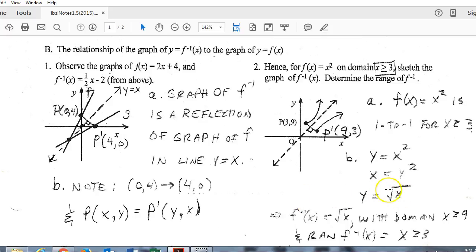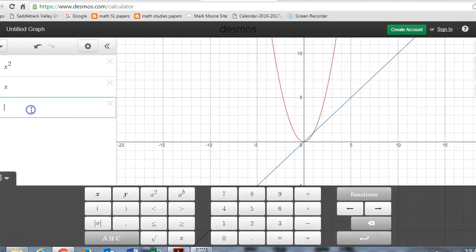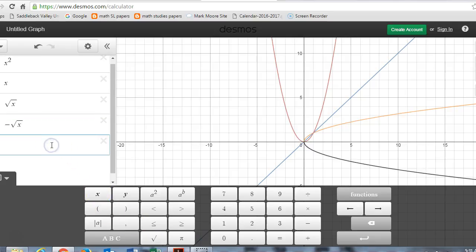So if I did have the graph plus or minus square root of x, I can see the mirror reflection of x squared. If I were to do the positive square root of x, I get that orange line right there. And if I were to do the negative square root of x, then I get the black graph that you see. And you can see this sideways parabola is my mirror image of the original x squared across the line y equals x. Well, why is this not a function?